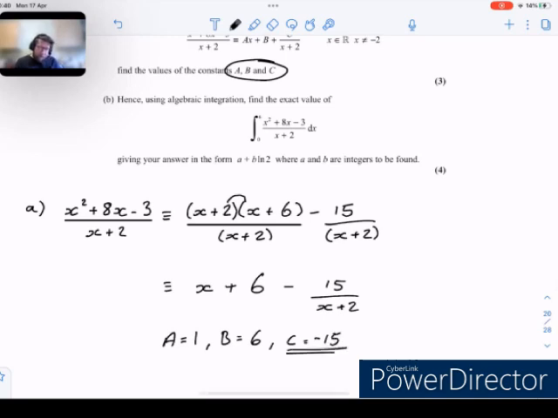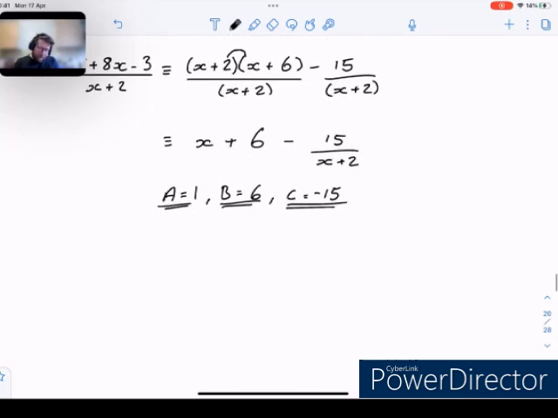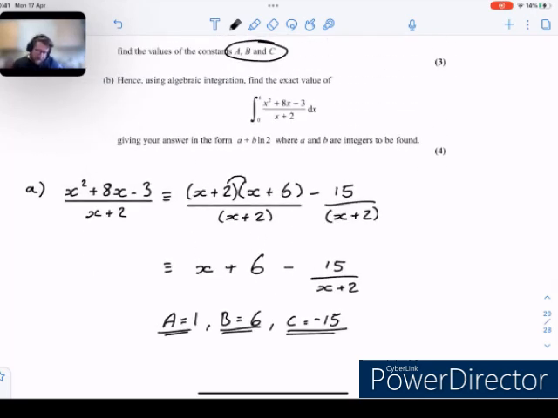So you wouldn't lose marks if you didn't write these, but it's always good to be absolutely crystal clear. You've got to think of the person marking the exam. If they're looking for 1, 6, and minus 15, and you've got it written, all underlined, the marker can just tick it and move on, and that's what you want. You don't want the marker to have to stop, look at your work, and think. You want them to just see the answer and mark it. So yeah, absolutely correct. Thank you for that feedback on the TikTok. Now for part B, we have to use this to get the exact value.